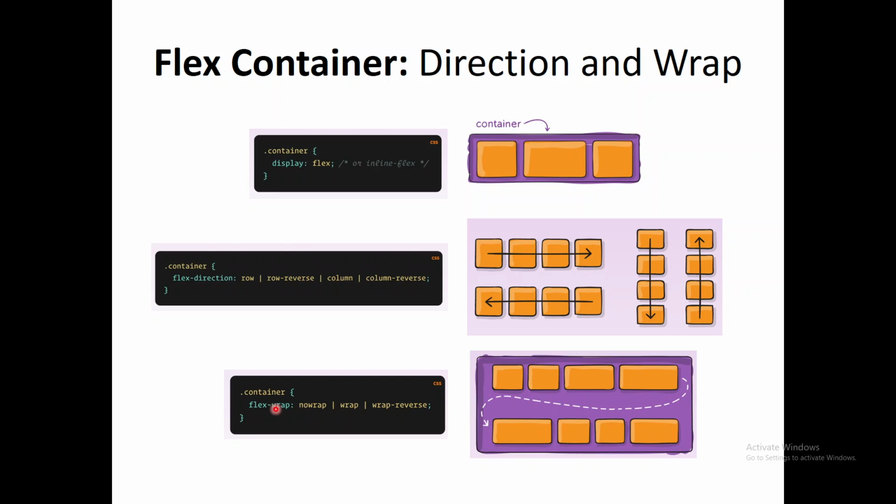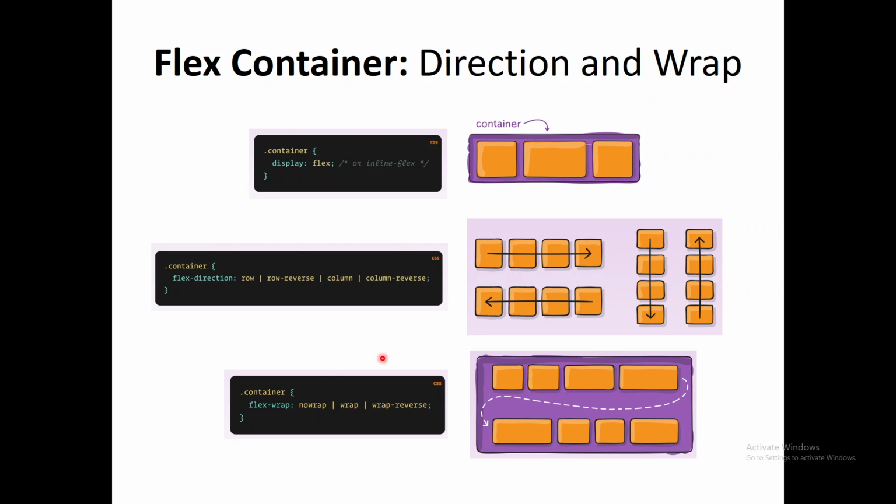The second property we use is the no wrap or wrap reverse. So what do no wrap, wrap, and wrap reverse mean? If you say no wrap, then all the elements on this particular block will be adapted to the width of your screen. They will not go to the next line. Whichever is the size of the container, they will adapt to the size of the container.